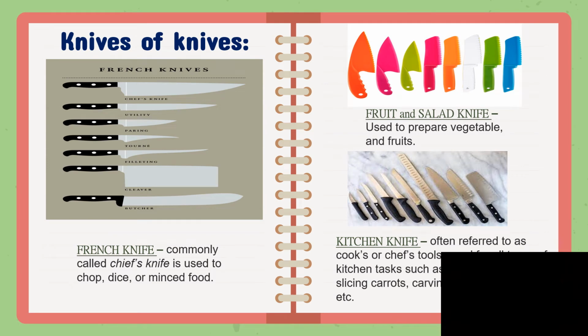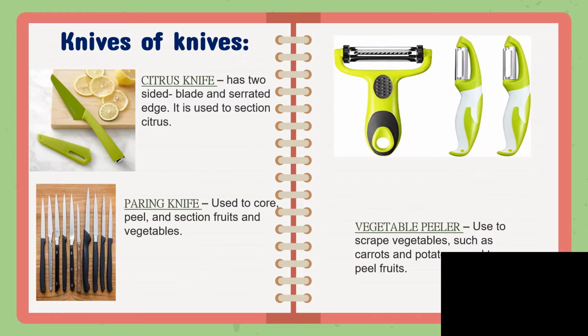Okay, next, knives and types of knives. Number one, kinds of knives: French knife, or commonly called chef knife, and then fruit and salad knife, and then the kitchen knife. And the next, citrus knife and paring knife, and the last is the vegetable peeler. Okay.